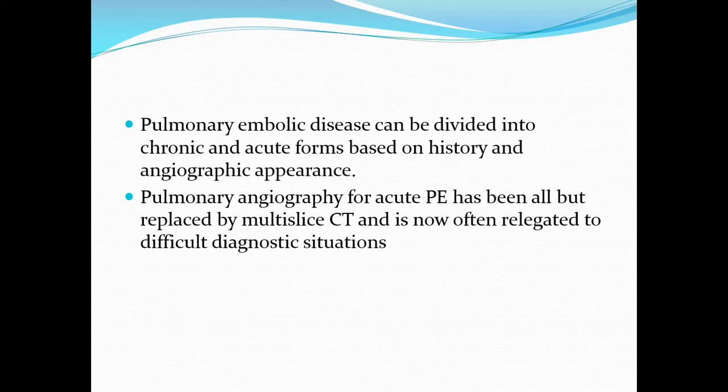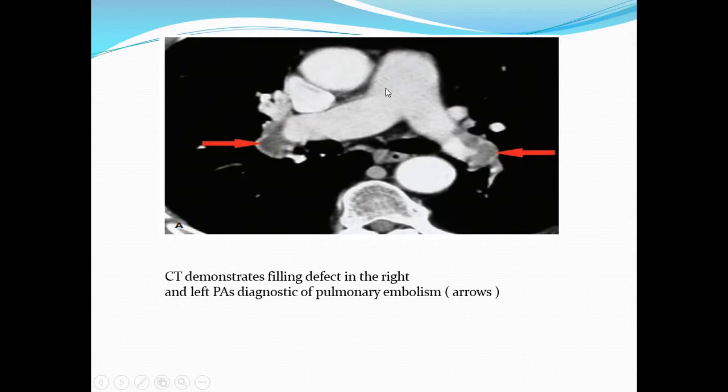Pulmonary embolic disease can be divided into chronic and acute forms according to the history and the angiographic appearance. Pulmonary angiography for acute pulmonary embolism has been all but replaced with multi-slice CT, now often relegated to the difficult diagnostic situation. So nowadays we don't use pulmonary angiography to diagnose pulmonary embolism, we use CT scan. Maybe in some difficult or complex situations we might go to pulmonary angiography. For example, you can see here this is a CT of the chest with multiple bilateral filling defects in the pulmonary arteries consistent with pulmonary embolism.